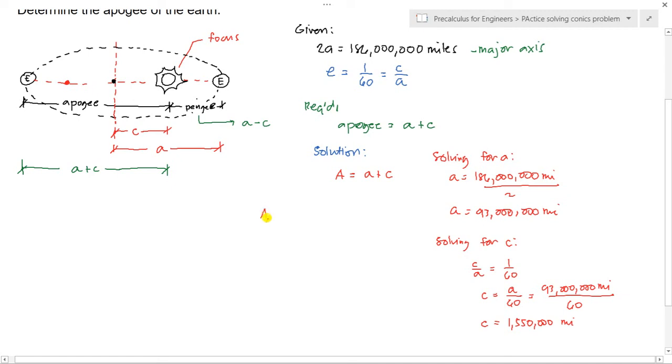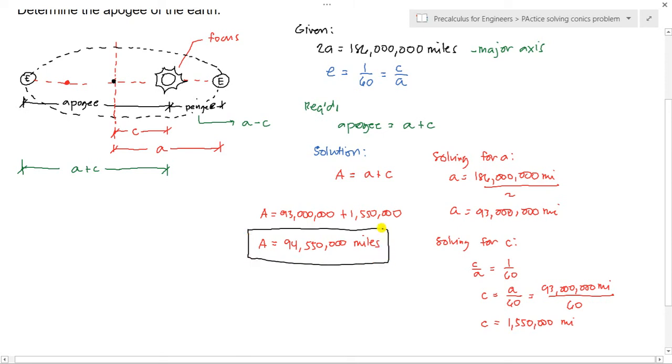So therefore the apogee here is equal to 93 million plus 1,550,000 miles. So adding to 93 million, that is 94 million 550,000 miles. That is the apogee of the earth.